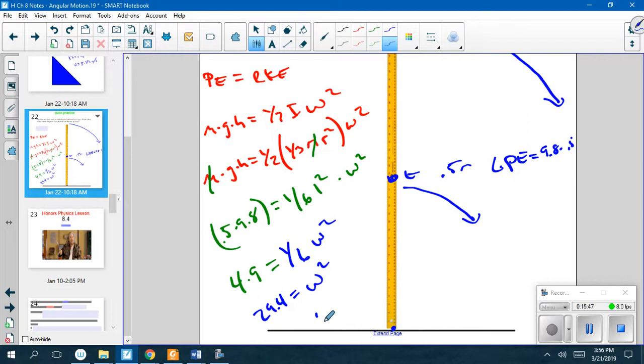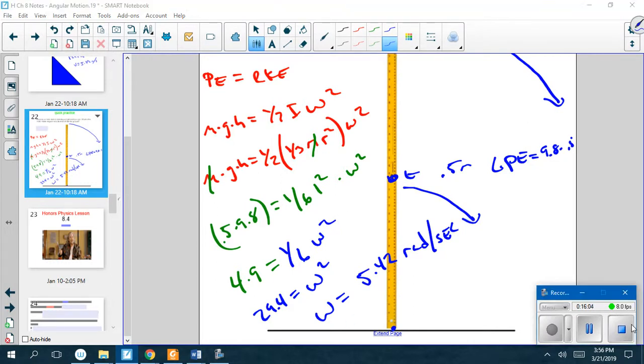So we have 4.9. I'm going to change colors here so it doesn't get confusing. And that should equal 1/6 omega squared. So 29.4 equals our angular velocity squared. So our angular velocity should equal 5.42 radians per second.